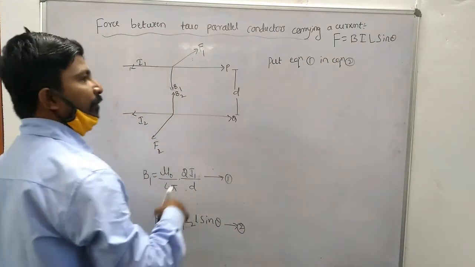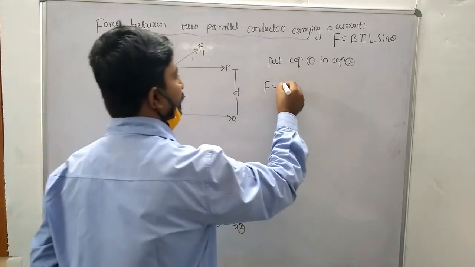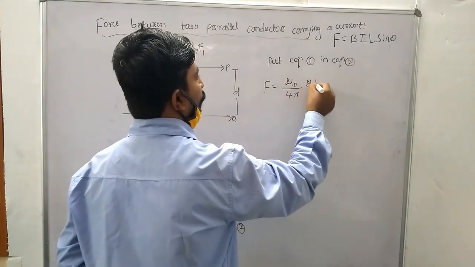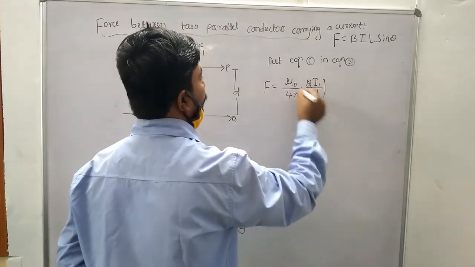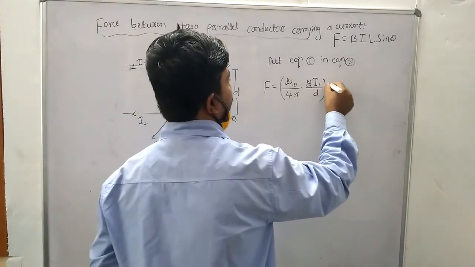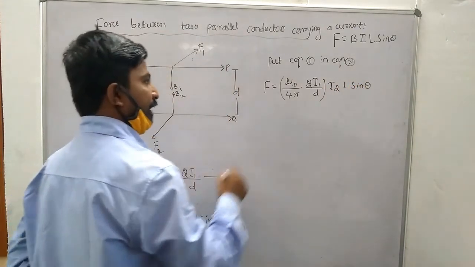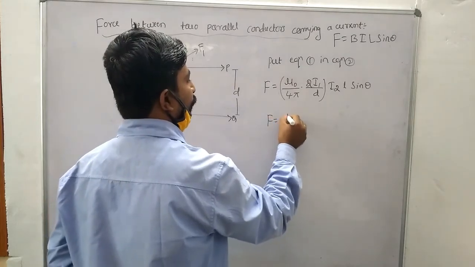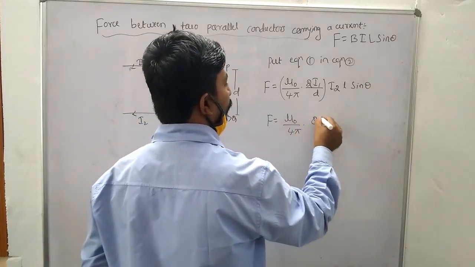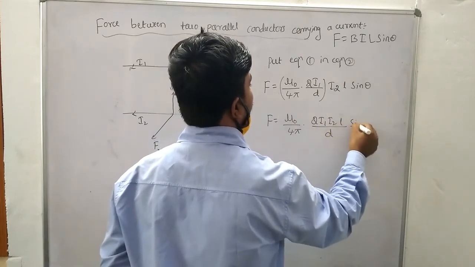Therefore equation 2 can be written as F is equal to μ0 divided by 4π into 2I1/d, then I2L sin theta as it is. Next, F is equal to μ0 divided by 4π into 2I1 I2 L divided by d sin theta.